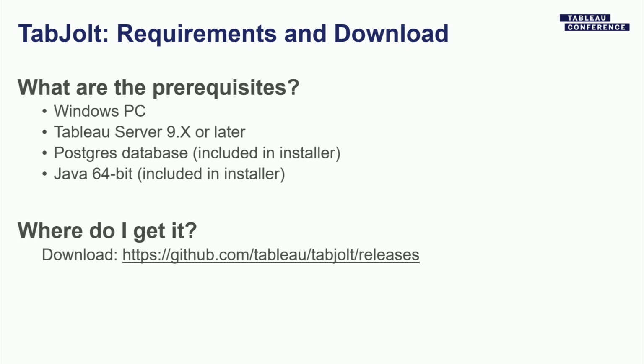So now that we know about Tabjolt, let's yet again step into what I need in order to run Tabjolt, and where I get it. So yet again, Tabjolt runs on a Windows PC. We need Tableau Server 9.0 or later, and this is just because that's when we expose the JMX counters. We also need the Postgres database and Java 64-bit. Both of these are included in the installer, and yet again, my big note, please do not persist this to Tableau Server's backend database. You can really do some damage to your server if you do that.